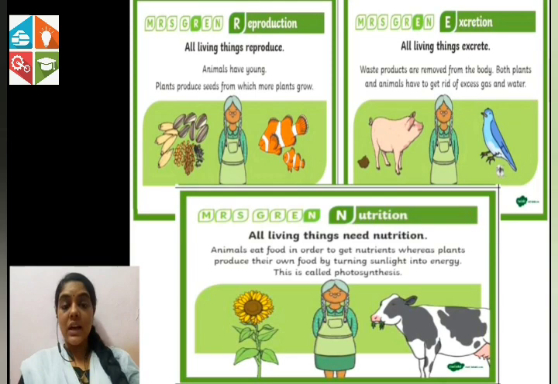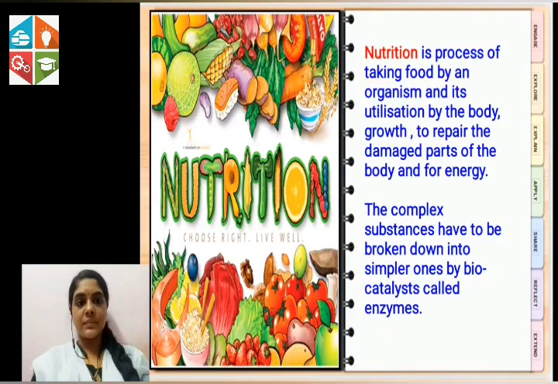So these are the 7 life processes: movement, respiration, sensitivity, growth, reproduction, excretion, and nutrition. So the first life process which we are going to see is nutrition.